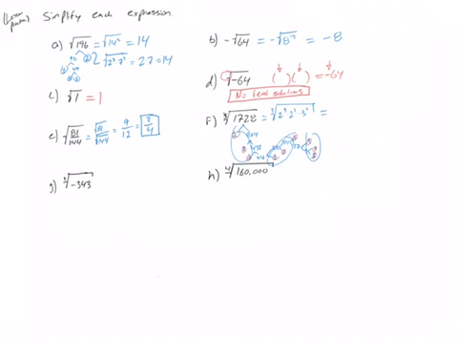So the cube root of 2 cubed is just 2, so it's going to be 2 times 2 times 3. 2 times 2 is 4. 4 times 3 is 12. So the answer is going to come out to be 12.